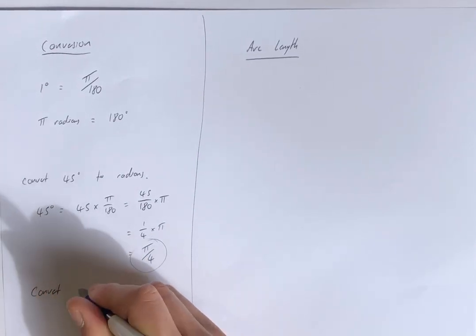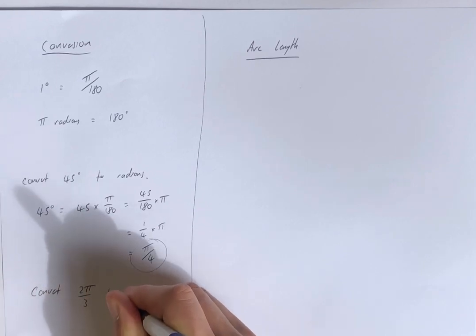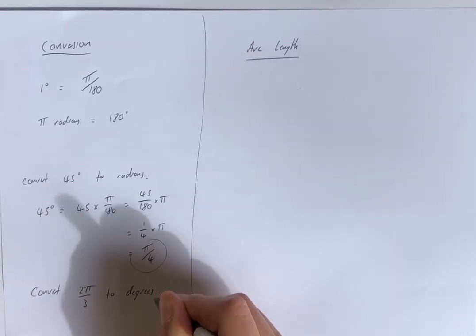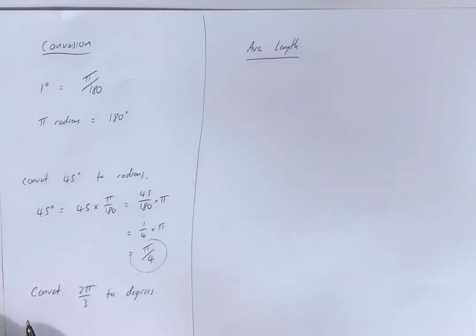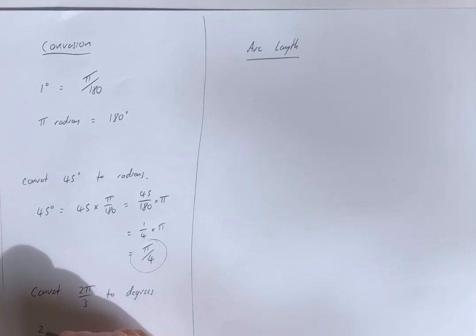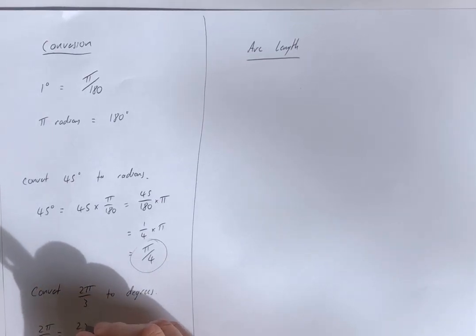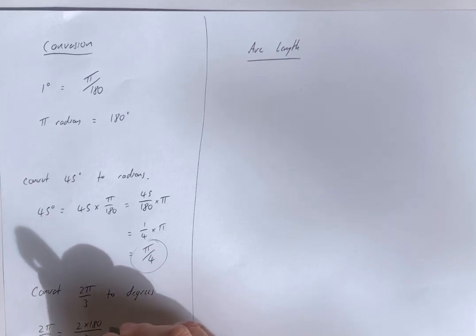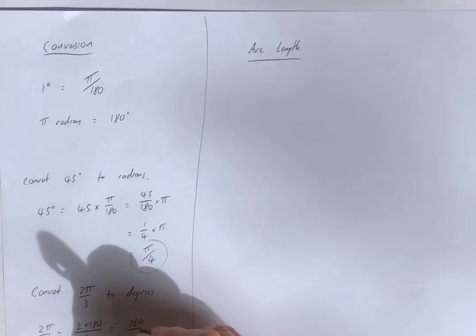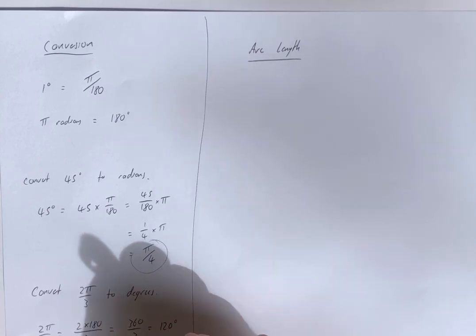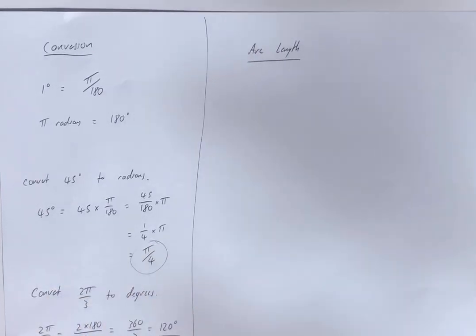Convert 2 pi over 3 to degrees. Well, you could possibly divide, right? Just do the inverse. But what we have is that every pi radian is 180 degrees. So all we have to do is go 2 and replace that pi with 180. So 2 times 180 over 3, and that's 360 over 3, 120 degrees, and it's that easy. Right, there's my conversion there.